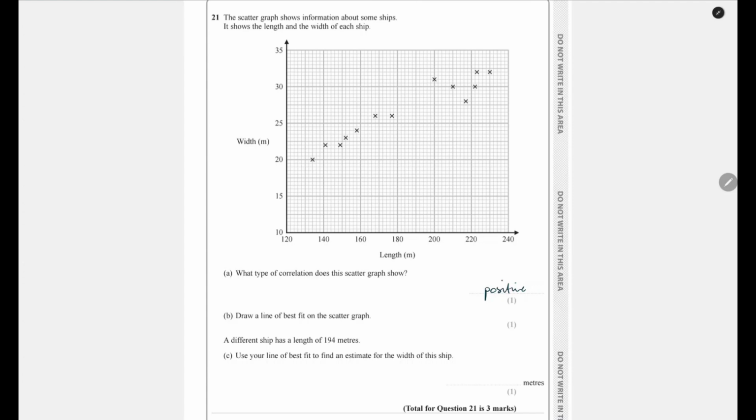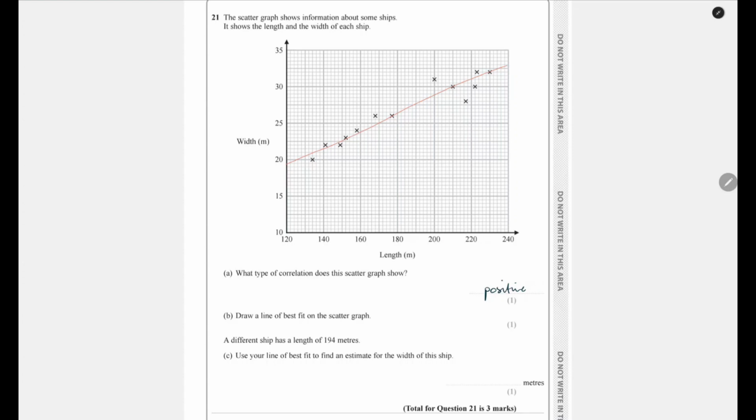Part B says, draw a line of best fit on the scatter graph. So a line of best fit is a line that is as close to all the points as possible. And so we can say that a line of best fit is something that is going to look like that.